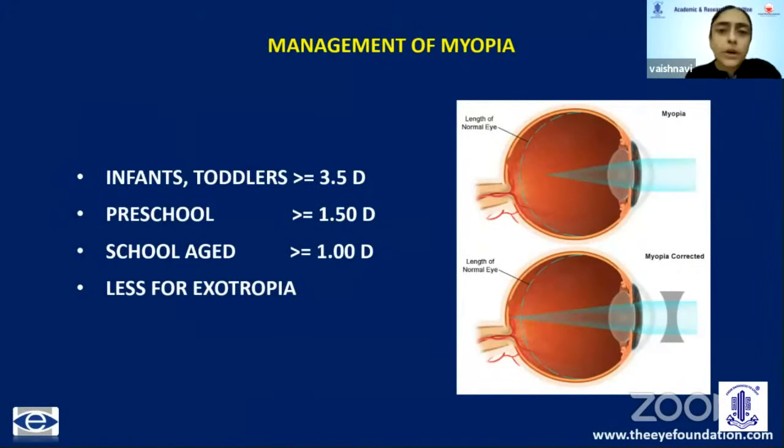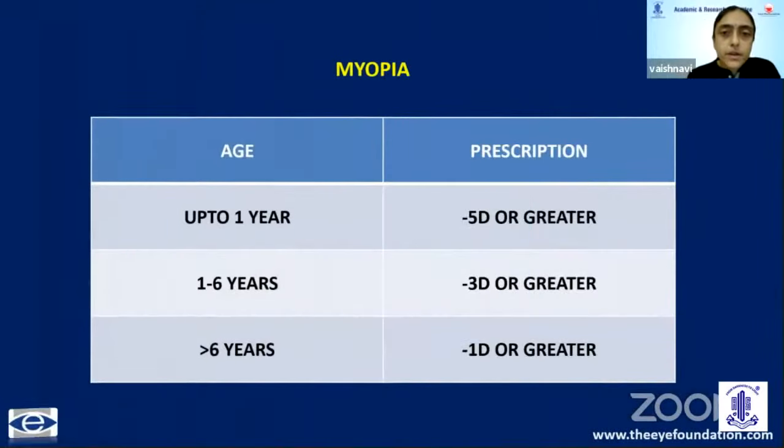In myopia, the most common causes are regressed ROP, congenital stationary night blindness, Down syndrome, and infantile glaucoma. Myopia follows the 5-3-1 rule. Up to 1 year, you treat when the power is greater than -5. From 1 to 6 years, you give glasses when the power is greater than -3. And greater than 6 years, you give glasses when the power is greater than -1.